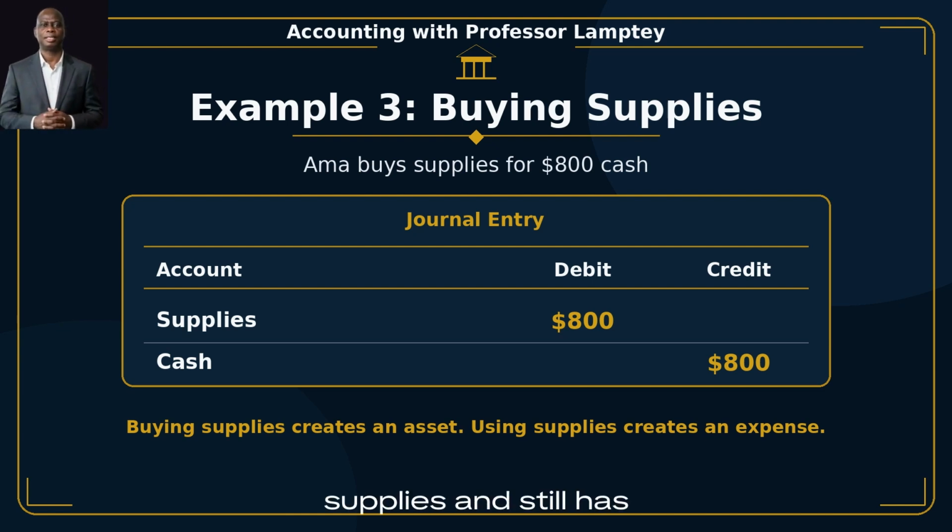If the business buys supplies and still has them available for future use, we usually record an asset called supplies. Later, when those supplies are used, we will record supplies expense. For now, remember this. Buying supplies creates an asset. Using supplies creates an expense. That distinction will become very important when we study adjusting entries.